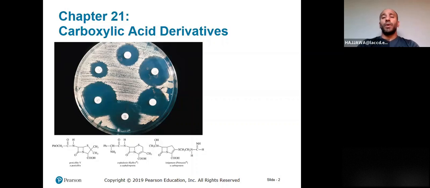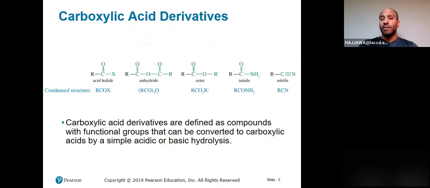Chapter 21, carboxylic acid derivatives. We're going to learn naming of carboxylic acid derivatives, methods of prep, and reactions of carboxylic acid derivatives. These derivatives actually vary from one to another by changing the group that's attached to the carbonyl.